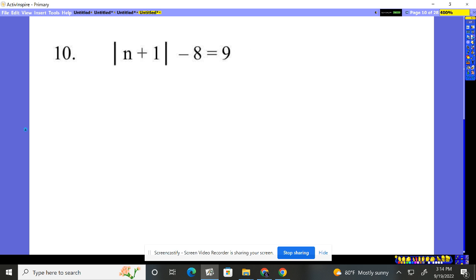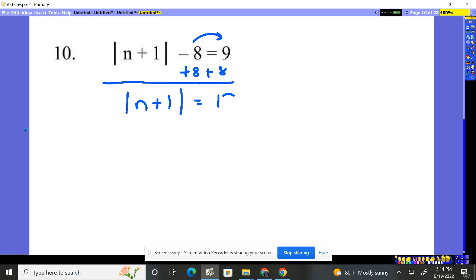Number 10, okay, absolute value. When I have this, I'm probably going to end up with 2 solutions. Well, the first step, I have the absolute value, minus 8 equals 9. So I need to move that minus 8 over. So I'm going to add 8 to start. And I get the absolute value of n plus 1 equals 17. So I'm like, okay, I'm going to break it into the n plus 1 equaling positive 17, or the n plus 1's a negative 17.